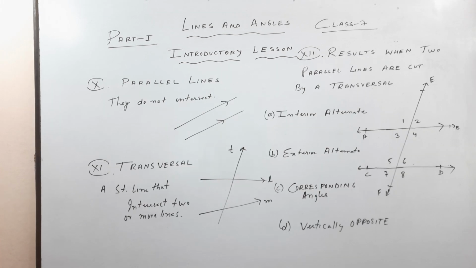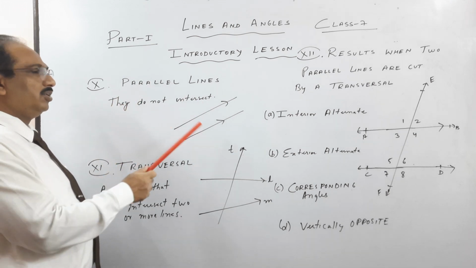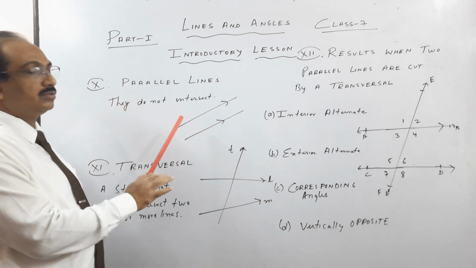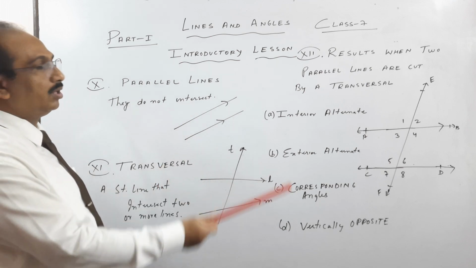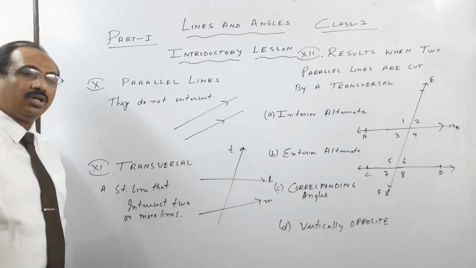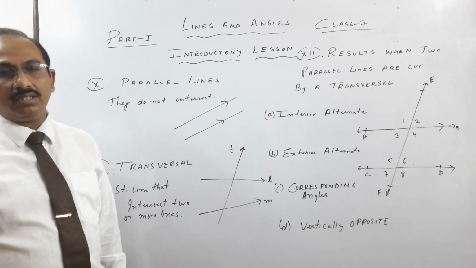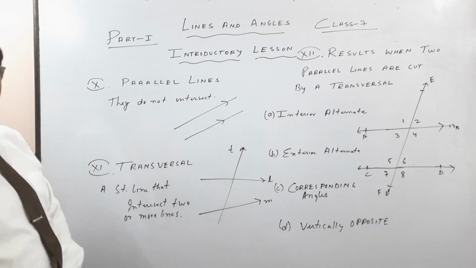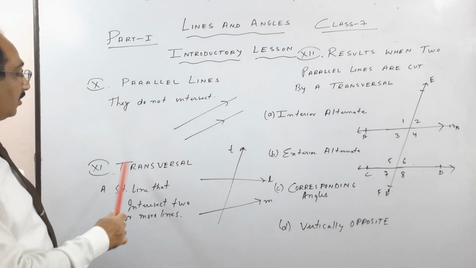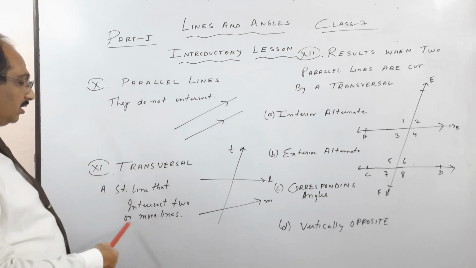So next we move on to one very important thing called parallel lines. When you have two lines which do not intersect, even if you go up to infinity, they do not intersect each other. And the best example, children, is the railway lines. A transversal is a straight line that intersects two or more lines.